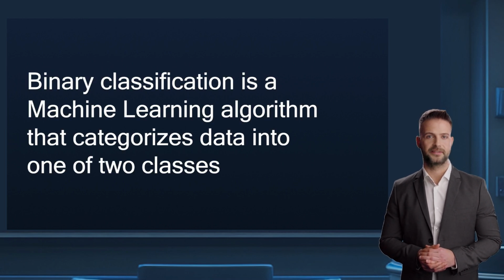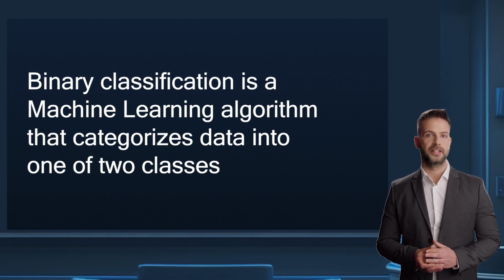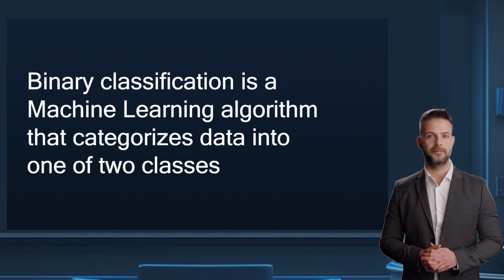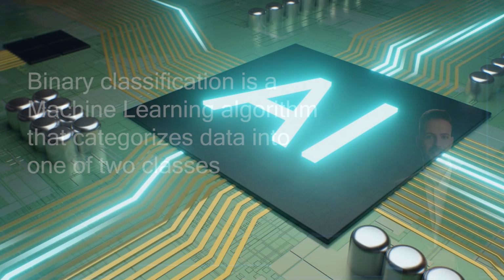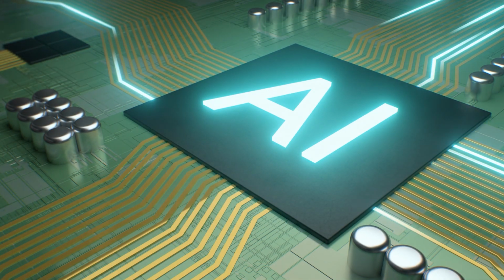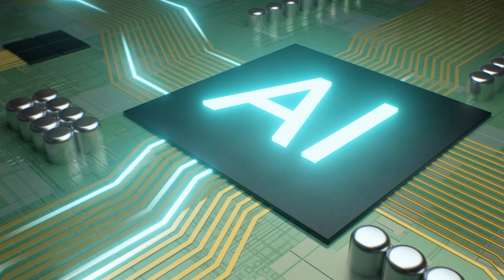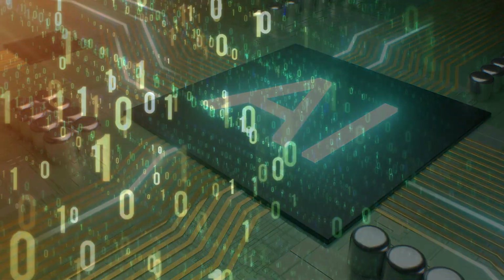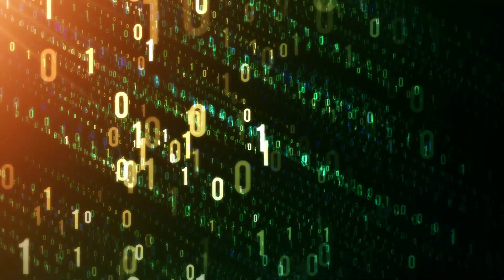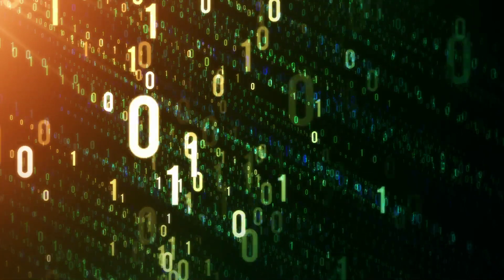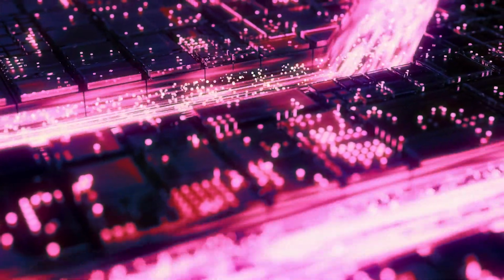So let's talk types. Classification problems can be broadly categorized into two types. First, there is binary classification. Binary classification is a machine learning algorithm that categorizes data into one of two classes, such as yes or no. It's used to solve problems with two possible outcomes. How does it work? You take data and feed it in, the training data, and the training data is labeled as true or false, positive or negative, or spam or not spam.